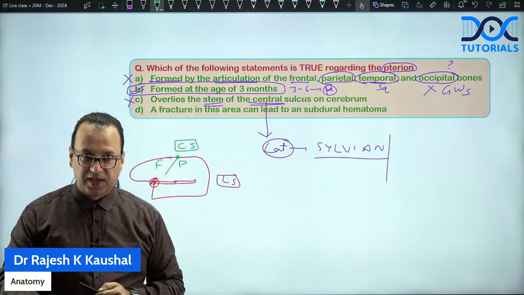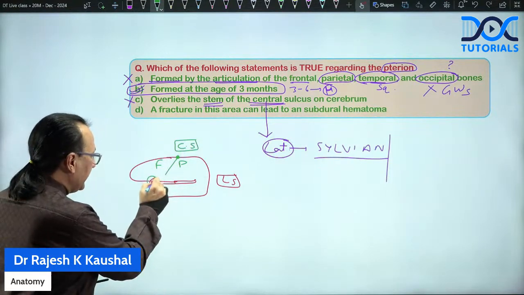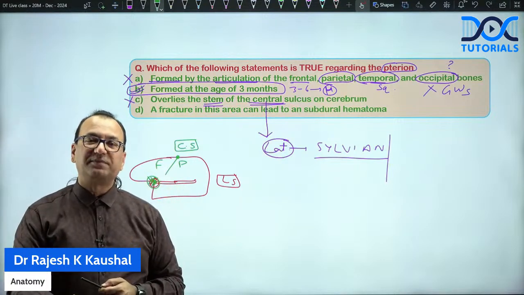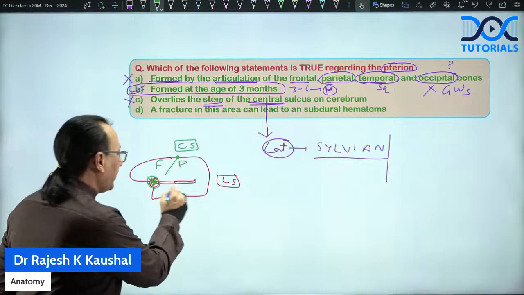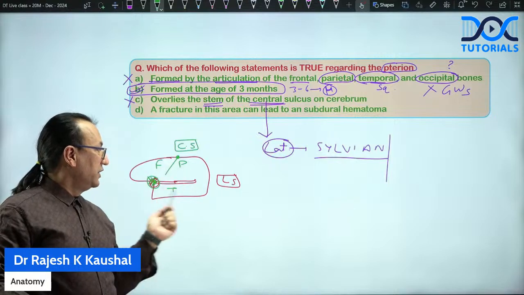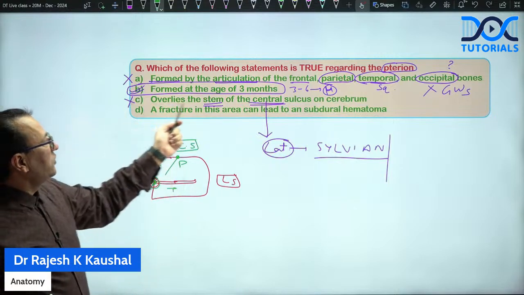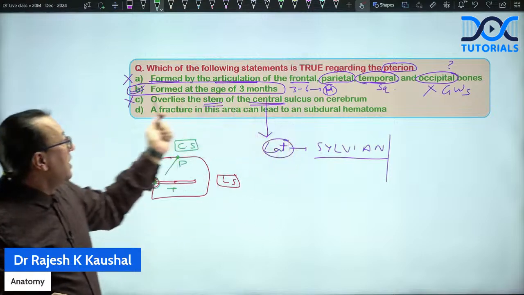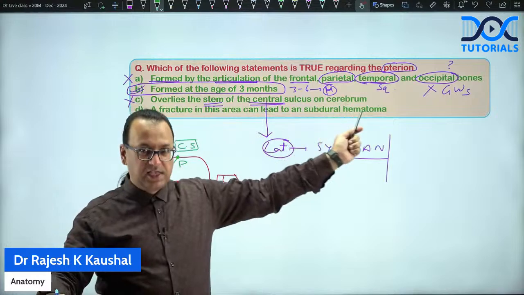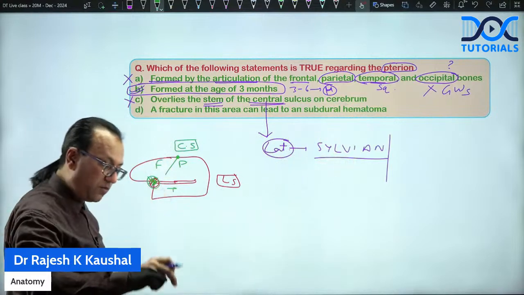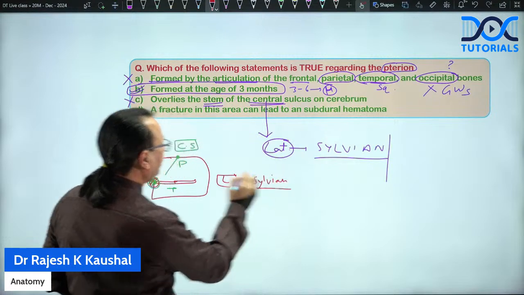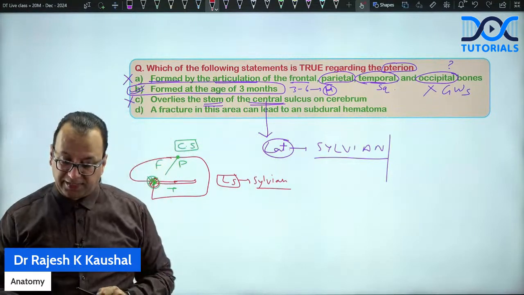Then where is the pterion? The pterion is right here at the stem of the lateral sulcus. And what does the lateral sulcus on the cerebrum do? It separates the temporal lobe inferiorly, and superiorly it will be frontal and parietal. So that means choice C is also wrong. Instead of writing overlies the stem of the central, they should have written lateral sulcus, which is also called the Sylvian sulcus. This lateral sulcus has one more name, and that name is the Sylvian sulcus. Now, what about choice number D?